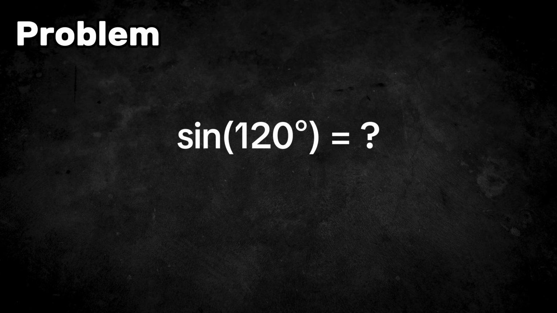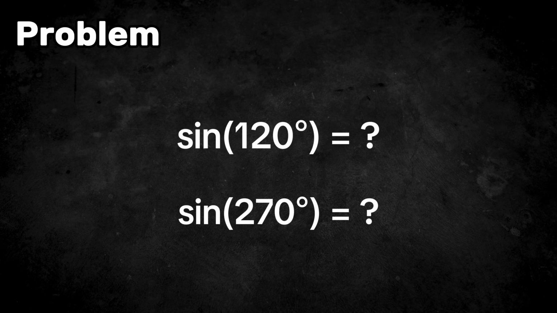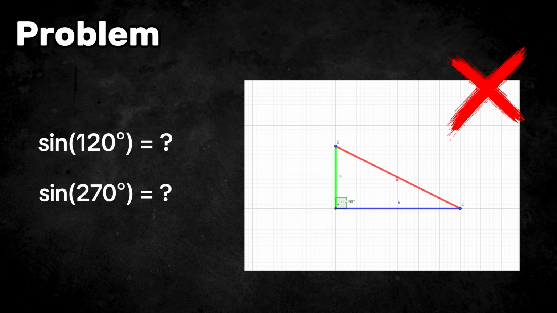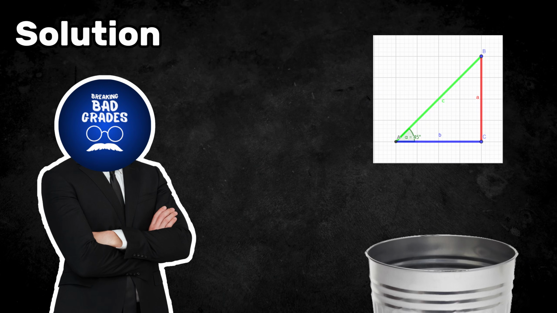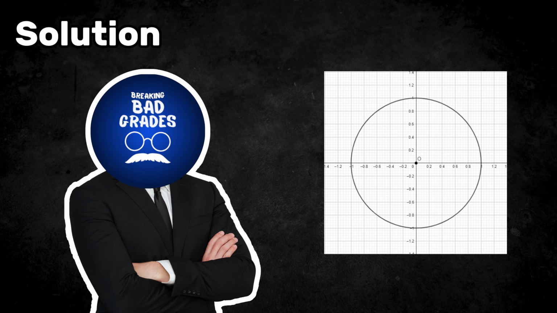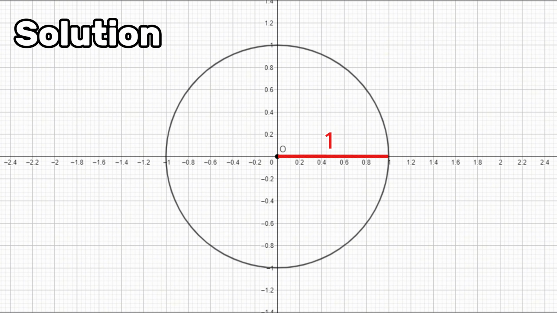What if you want to know the sine of 120 degrees, or even 270 degrees? You cannot draw those in a right triangle. So how do we fix this? We stop thinking in triangles, and we start thinking in circles. Imagine a circle with radius 1, centered at the origin of the xy plane. Now draw a line from the origin at some angle. We will call it alpha, measured from the positive x-axis.